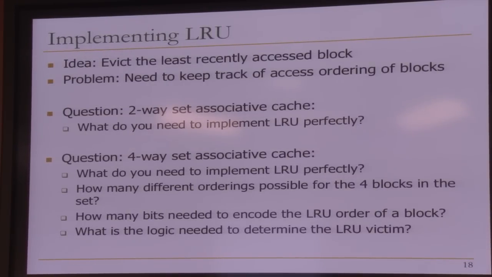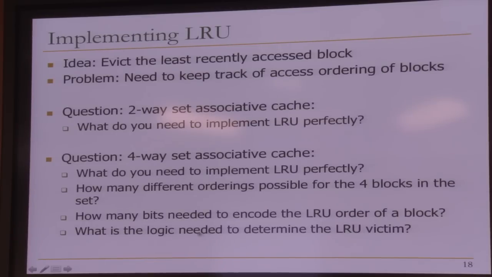That's right. Exactly. Okay? So this is one of the reasons, actually, true LRU is very hard to implement. And even if you do the encoding really well in the four-way associative cache, the logic needed to determine the LRU victim becomes more complicated, right? You need to decode that first to figure it out, right?